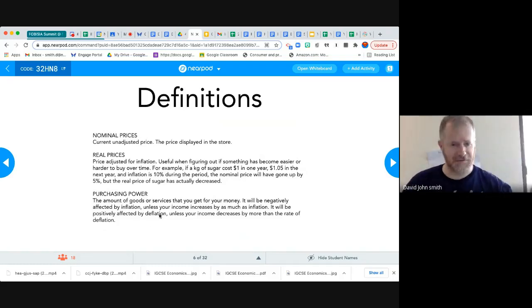When you're thinking about deflation, that was your sustained decrease in prices. So there, if your income is increasing, then there's a strong chance that you're actually gaining purchasing power. However, if your income is decreasing, it could still be beneficial to you purchasing power-wise, dependent on the rate at which it is decreasing. So if your income is decreasing, but it's decreasing by more than the rate of deflation, then you are going to be negatively affected with regards to purchasing power. Right, so a little bit complicated, but not too bad.